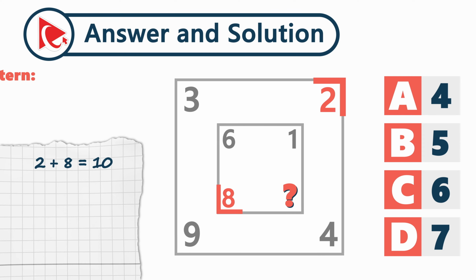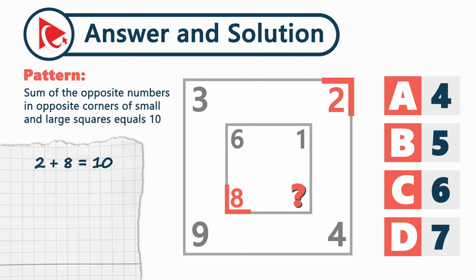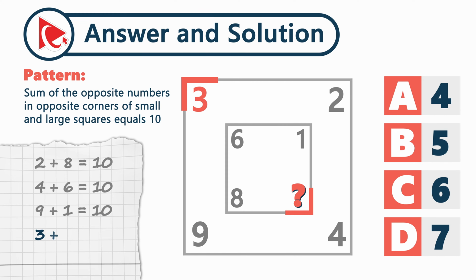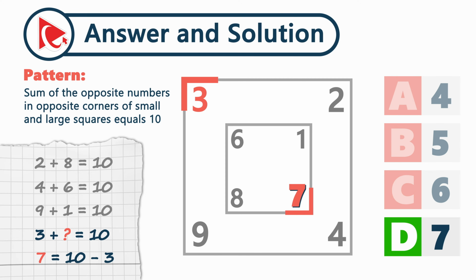Guess what? In this question, sum of the opposite numbers in the opposite corners of small and large squares equals 10. Let's look at more examples. I already mentioned 2 plus 8 equals 10. Now 4 plus 6 also equals 10, and 9 plus 1 also equals 10. But now comes the magic moment. I'll show you calculations for finding the missing number. We now know that 3 plus missing number equals 10, so the missing number can be calculated as 10 minus 3 and equals 7. So the correct answer here is choice D, 7.